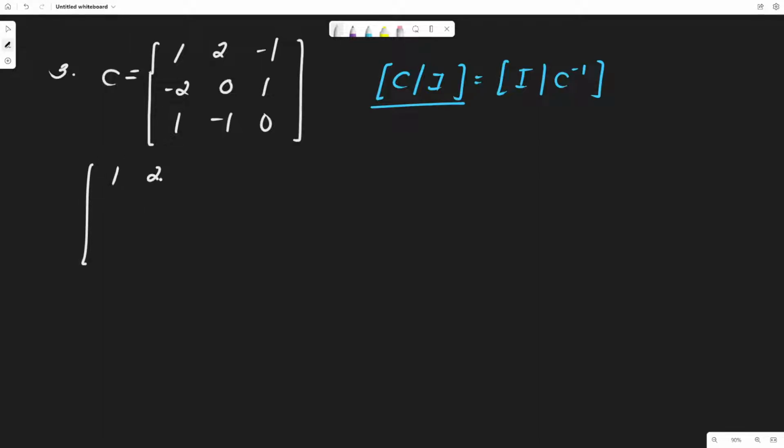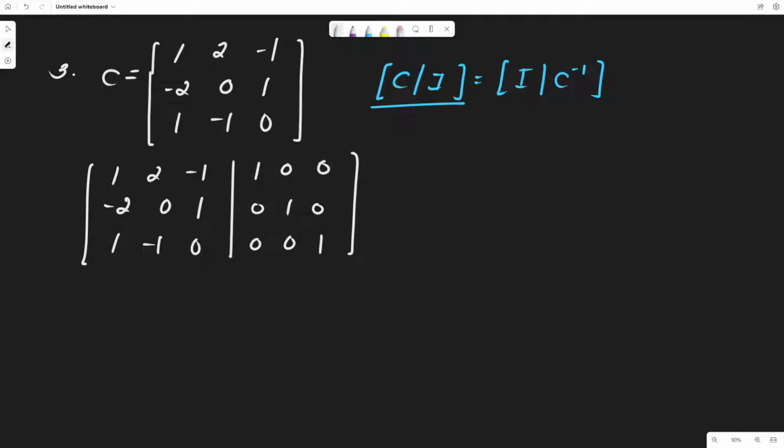So we have 1, 2, negative 1, negative 2, 0, 1, 1, negative 1, 0. Then I augment the identity matrix. Since this is 3 by 3, I augment it like this. So I have augmented it. How do we solve this? From this to this, the identity should end up on the left side. So we will use Gauss-Jordan elimination with reduced row echelon form. Let me write it here.